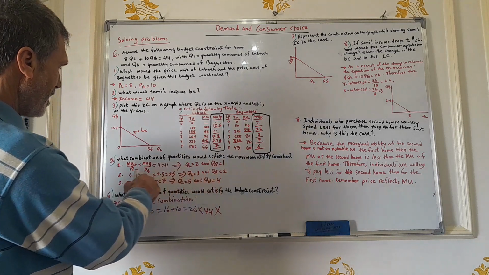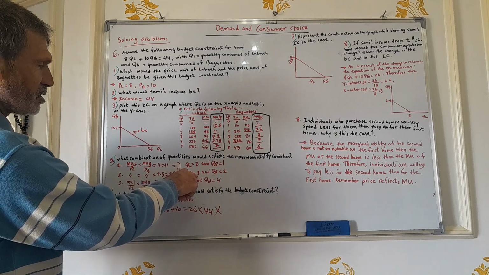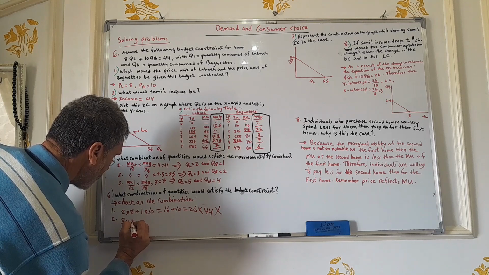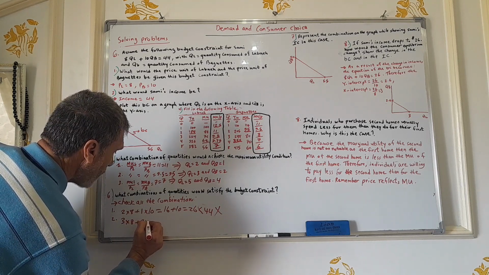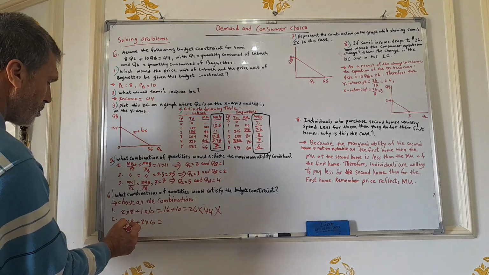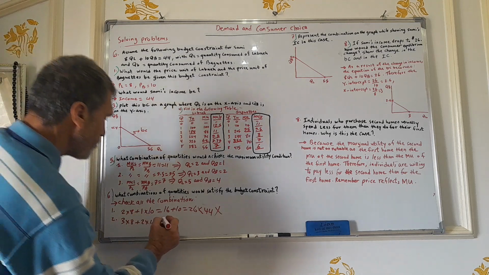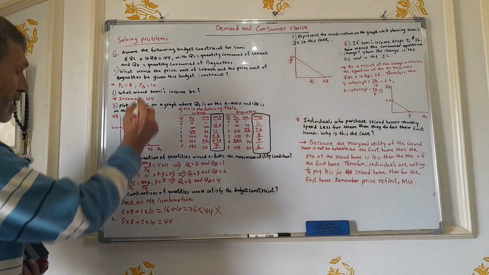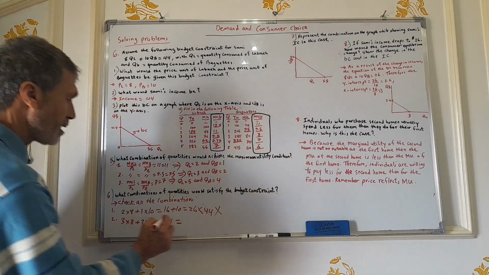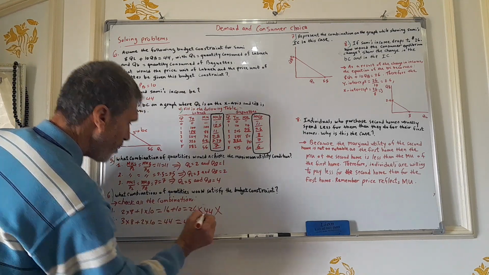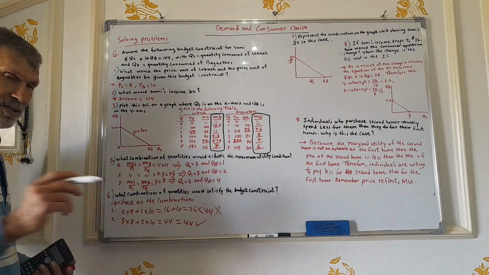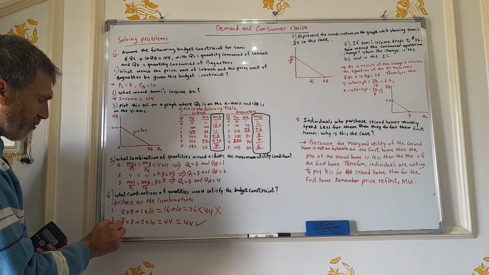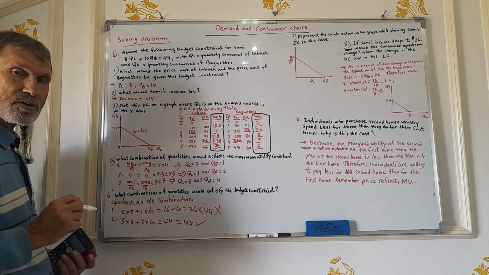The second one, he consumes 3 units of Lebanese and 2 units of baguettes. 3 times 8 plus 2 times 10, which is 3 times 8, 24, plus 20, 44. Okay, 44, which is the same, equal to his income, 44. Therefore, we stop and we say that the consumer consumes 3 units of Lebanese and 2 units of baguettes in order to maximize utility.